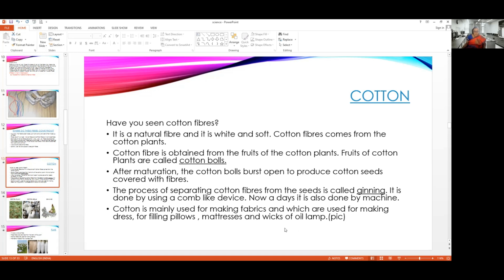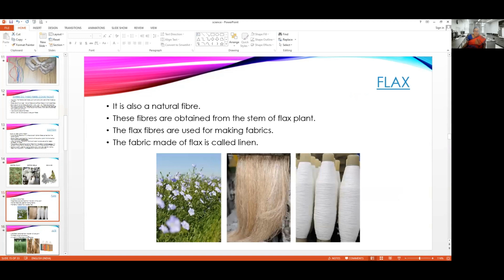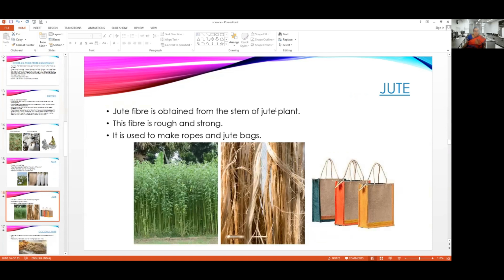Then coming to flax, it is also a natural fiber. These fibers are obtained from the stem of the flax plant. The flax fibers are used for making fabrics. The fabric made of flax is called linen. Linen cloths. Next, coming to jute. Jute fiber is obtained from the stem of the jute plant. The fiber is rough and strong. It is used to make rope and jute bags.